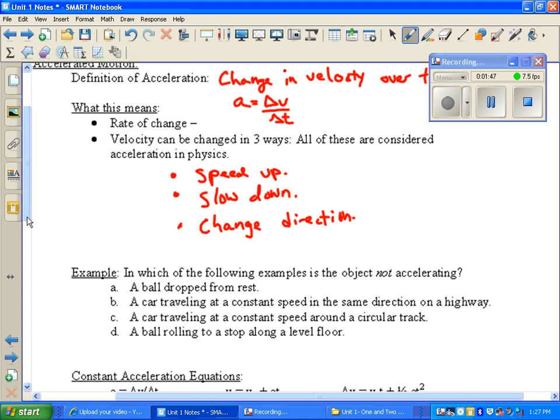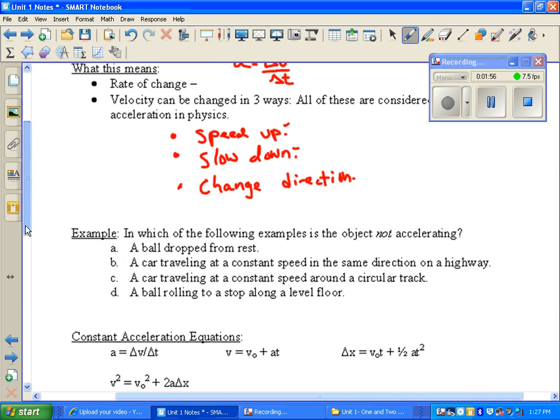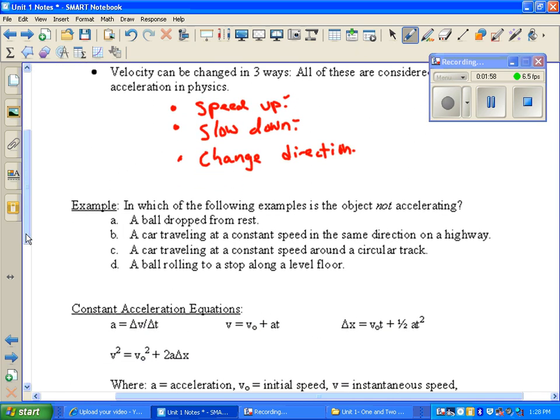Now, in this unit, we're going to be dealing with speeding up and slowing down. We're not going to be dealing with a change in direction, but when we study circular motion, we will be talking about that.